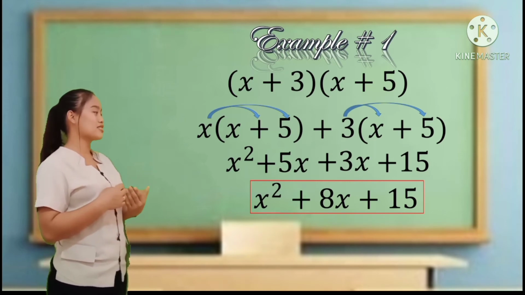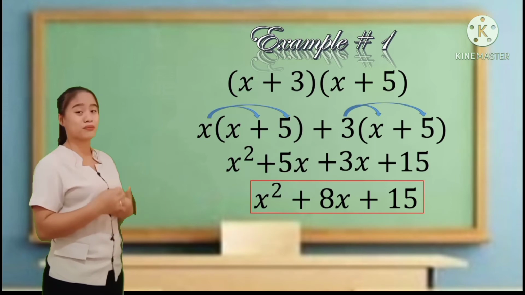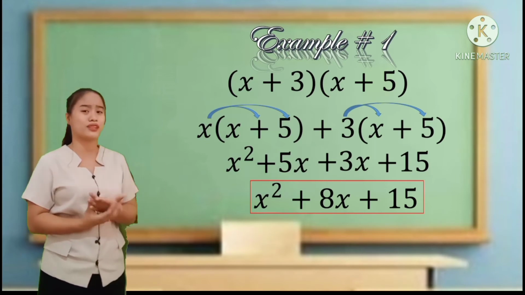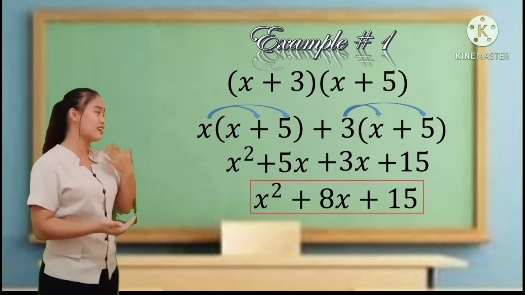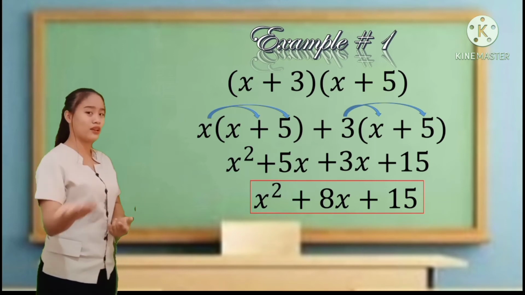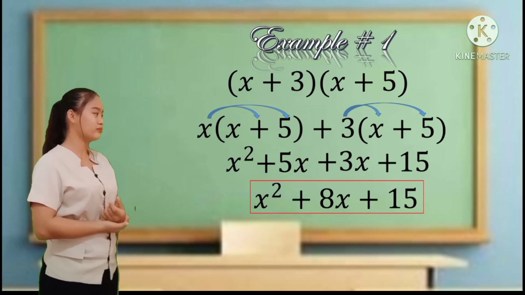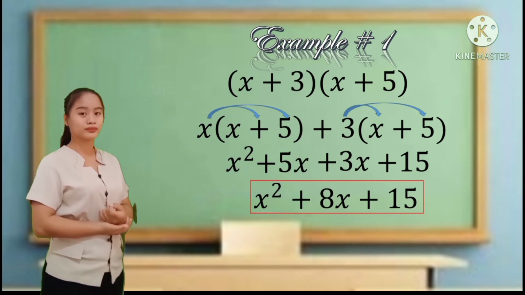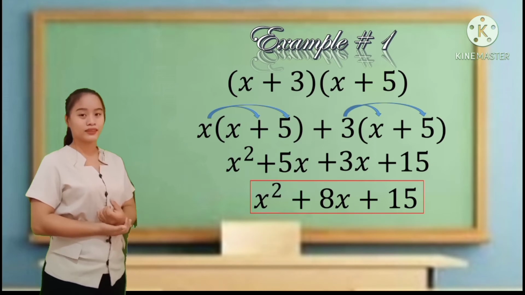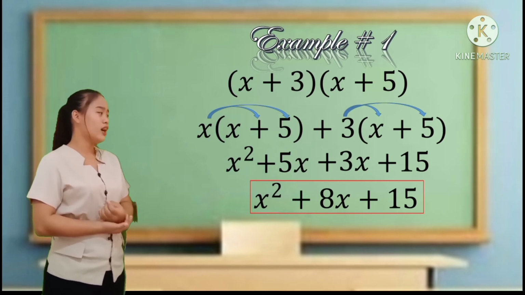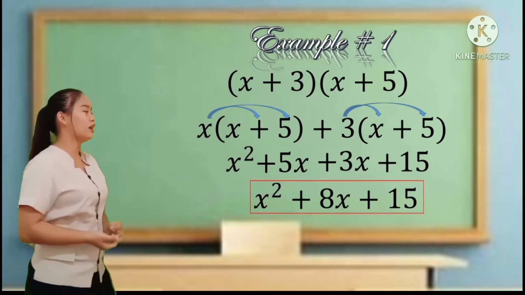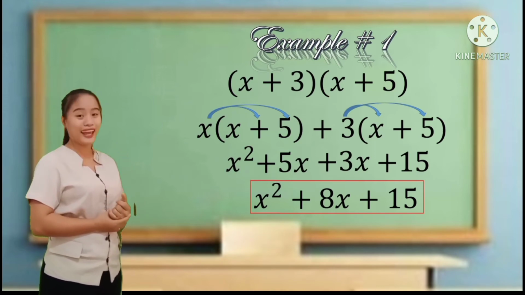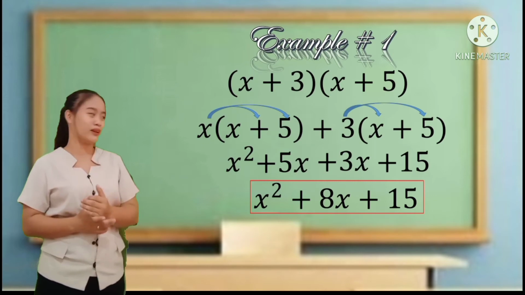Now, what does it mean? We have x squared plus 8x plus 15, the same as the answer with the FOIL method. What does it mean? Miss Kalura, what does it mean? Ma'am, in multiplying binomials, you can make use of either the FOIL method or the distributive property. Okay, very good, because you will come up with the same answer. So very good, Miss Kalura.